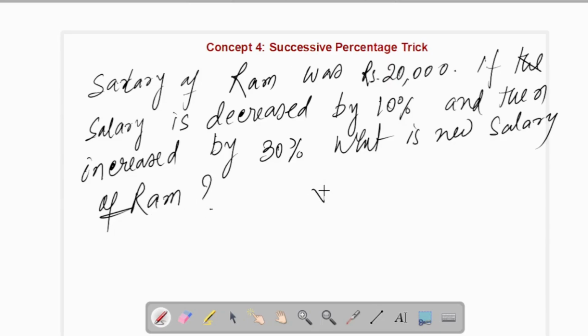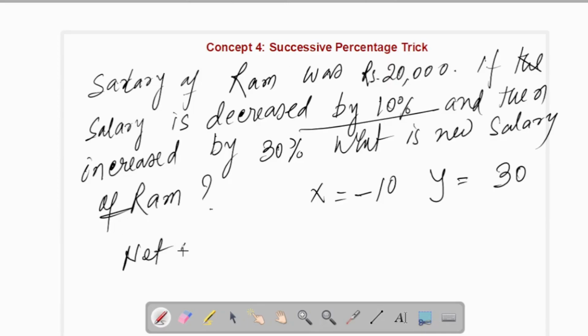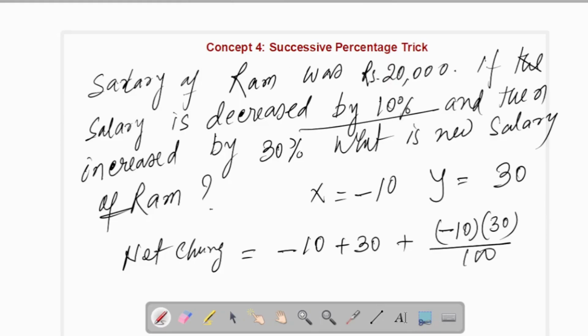Now here the x is equal to minus 10%. So we will take it as a number. So x is equal to minus 10 since the salary decreased by 10%, and y is equal to plus 30 since the salary increased by 30%. So what will be the net change? Net change will be minus 10 plus 30 plus minus 10 into 30 divided by 100.